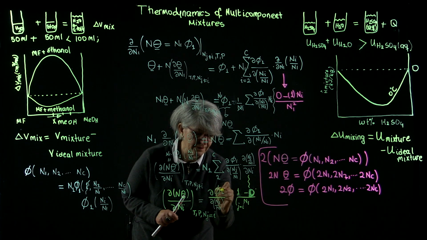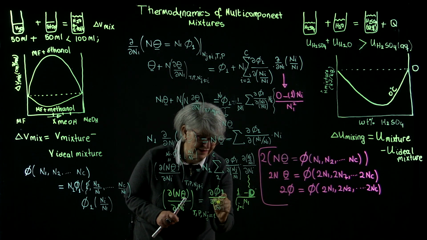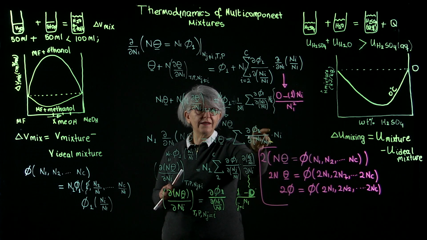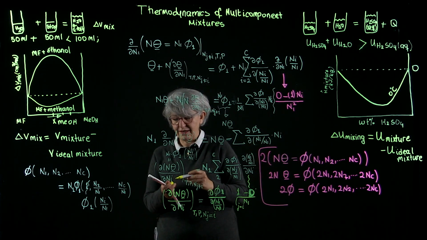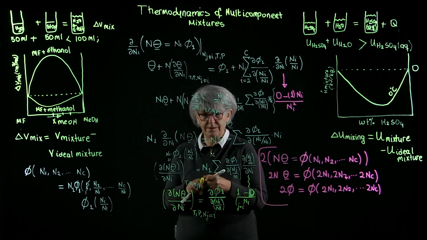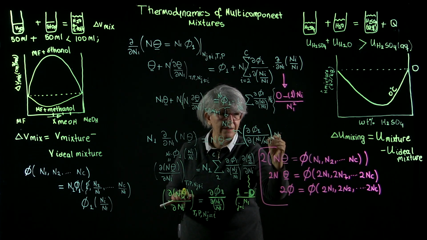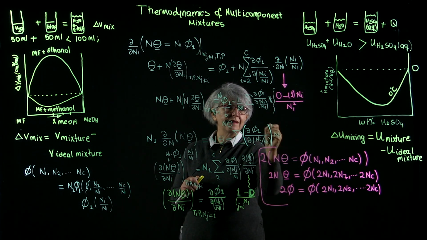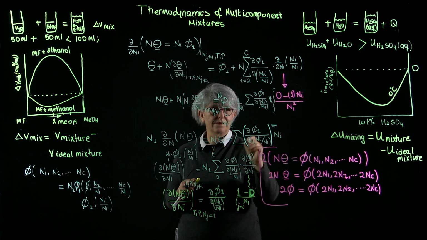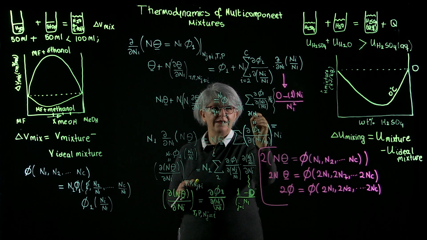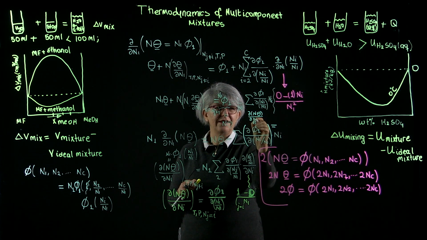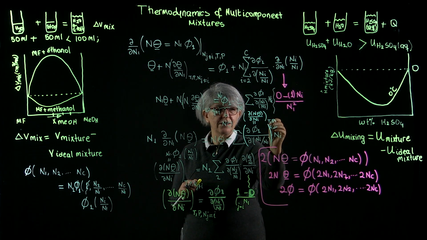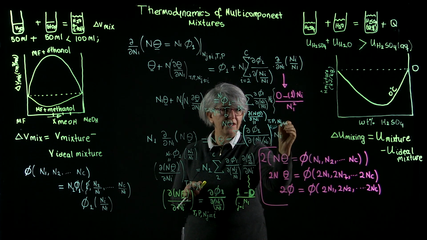So this is our expression: del phi 1 over del ni over n1. That's what we were looking for. And now we are going to take this one and substitute it in here. What is this equal to? This is equal to del n theta over del ni, keeping temperature, pressure, and nj different from i constant.